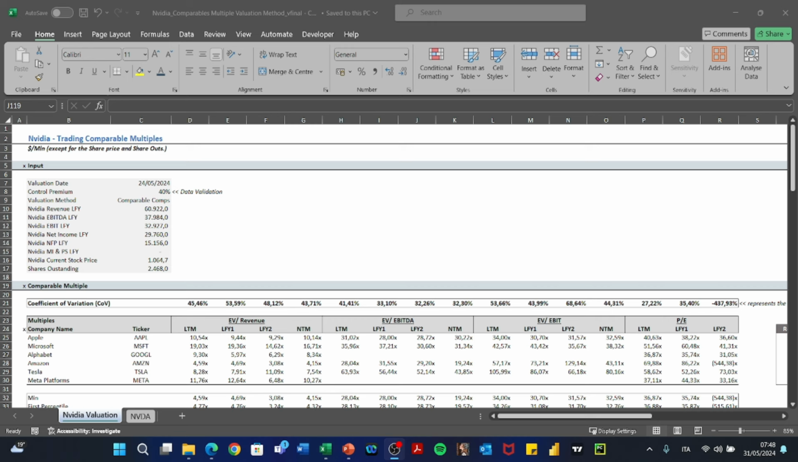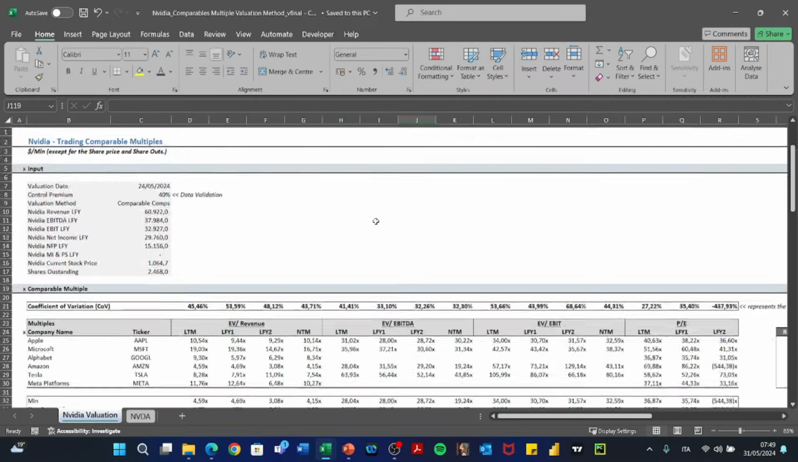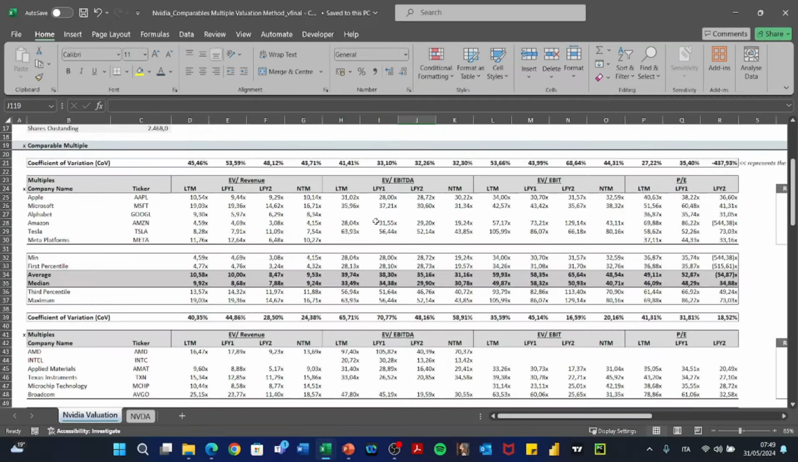Today I would like to show you how to value a company like Nvidia using a market method, in particular the comparable multiple method. We're going to build this model from scratch on Excel, and this is what the final model looks like.